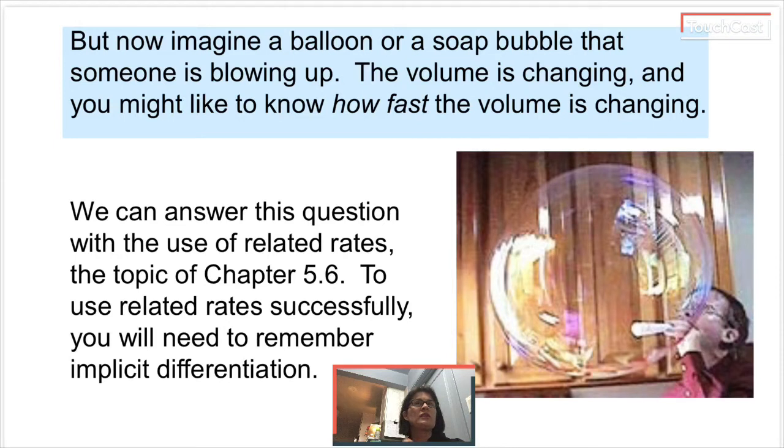So this new topic, it's called related rates. And it's really just a big application of implicit differentiation. So we're going to review implicit differentiation super fast.